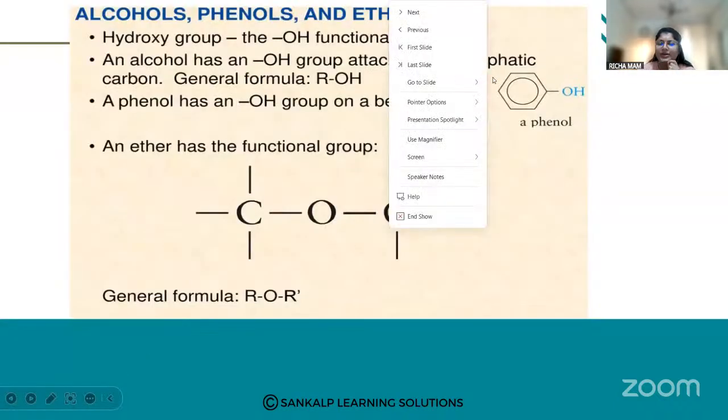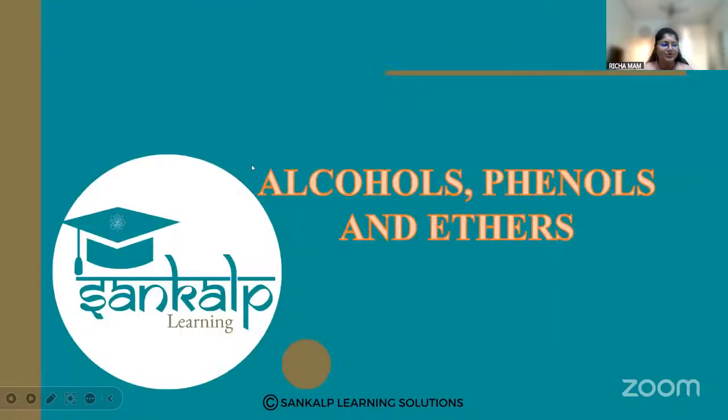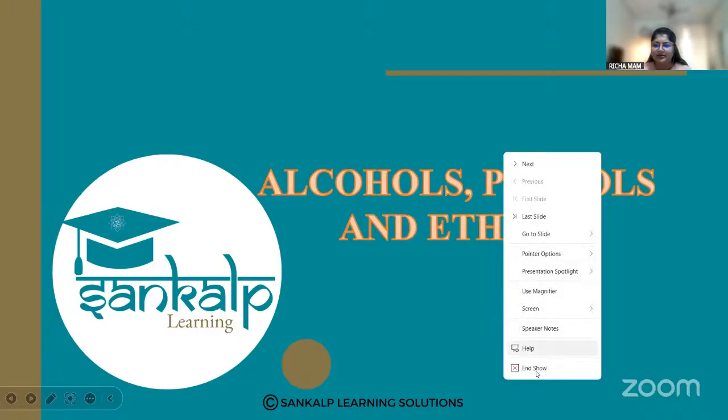Okay, so in the last class we have completed alcohols and phenols. We have seen the chemical properties, that is, the reactions involving the cleavage at the C-O bond and the cleavage at the O-H bond. So these chemical reactions we have seen for alcohols.